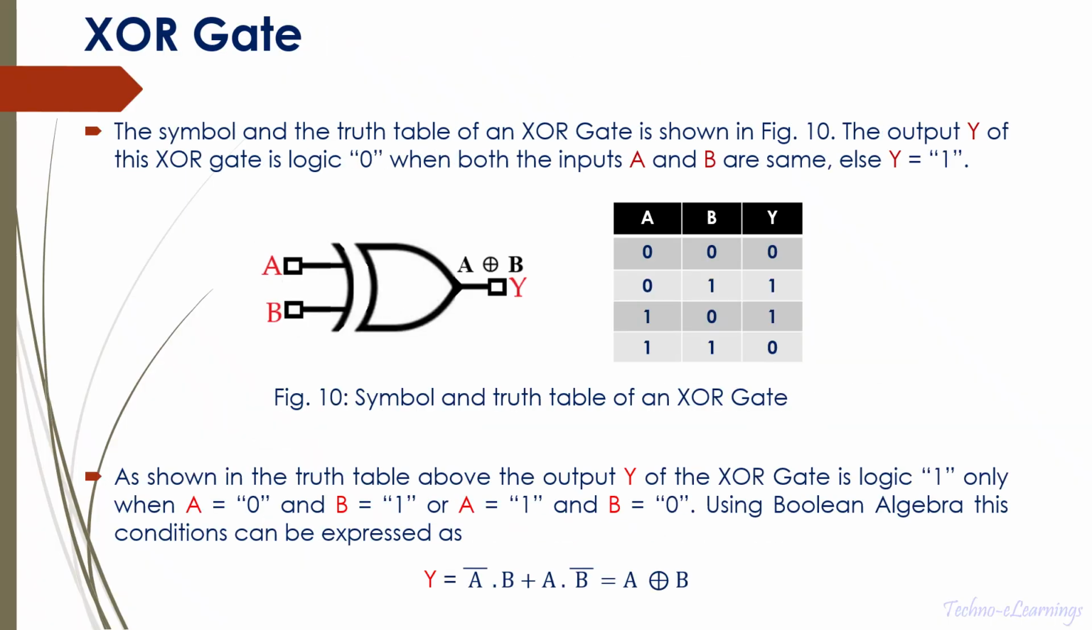XOR gate. The symbol and the truth table of an XOR gate is shown in figure 10. The output Y of this XOR gate is logic 0 when both inputs A and B are same, else Y equals 1. As shown in the truth table above, the output Y of the XOR gate is logic 1 only when A equals 0 and B equals 1, or A equals 1 and B equals 0. Using Boolean algebra, this condition can be expressed as Y equals A bar dot B plus A dot B bar, which is equal to A XOR B.